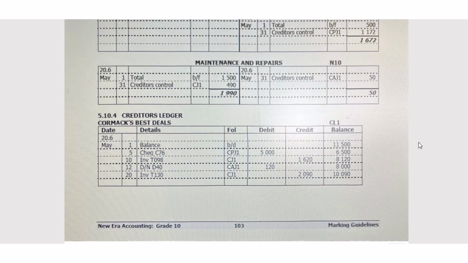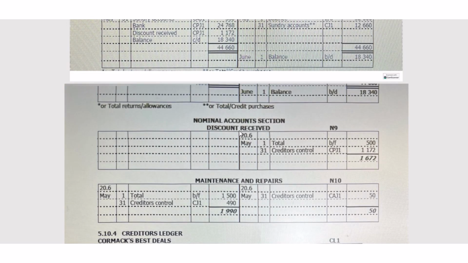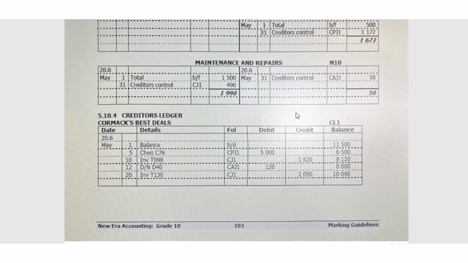And then if we look at our new column, this is just your discount received, obviously from your CPJ, very important. And then you'll see that, for example, maintenance and repairs, which decreases owner's equity on the debit side because of an expense. We had our CJ, so our purchase for 490, and then we had our return on the credit side to increase owner's equity again because the expense decreased by 50 Rand.